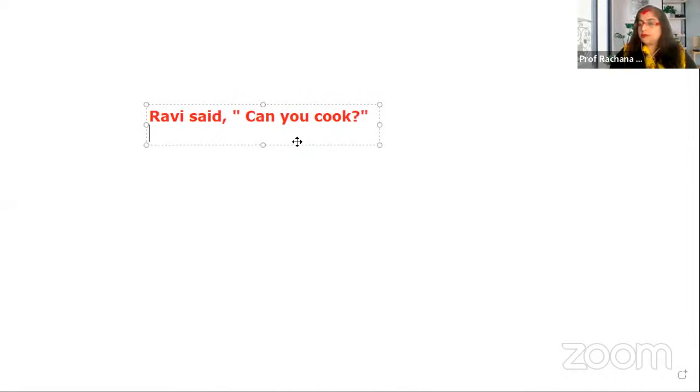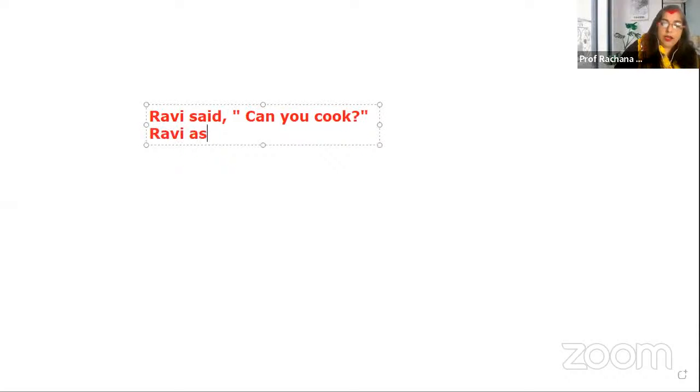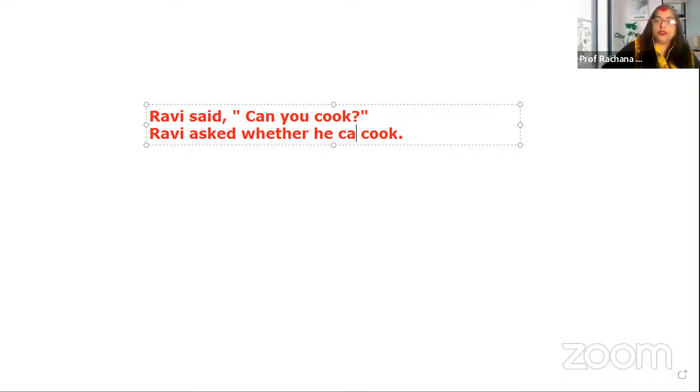So accordingly, what would be the expected answer? Aditya? Ravi asked whether he can cook. Ravi asked whether he can cook. Ma'am, could. Can will not come, could will come, I think. Could, whether he could. Yes, this was the mistake which you were making.